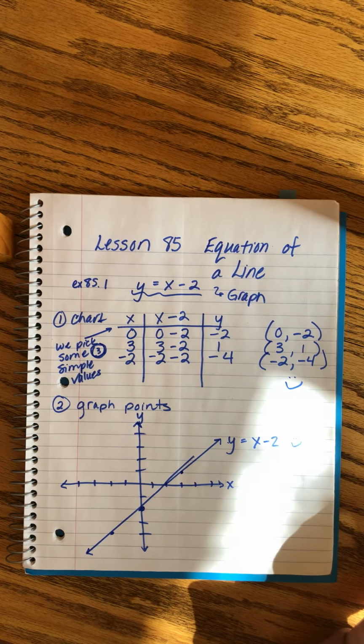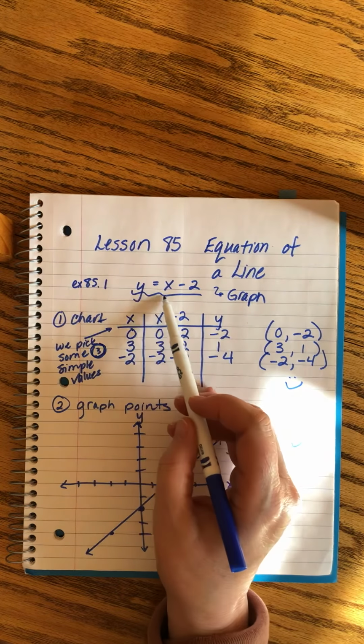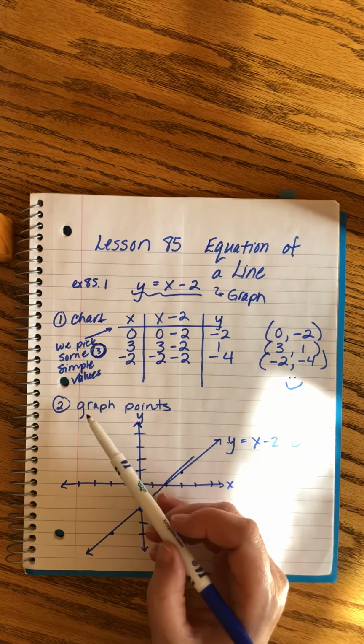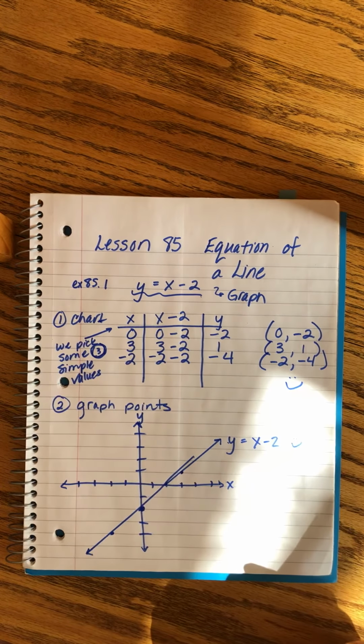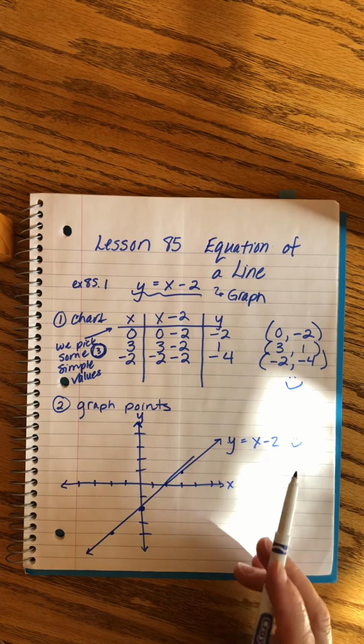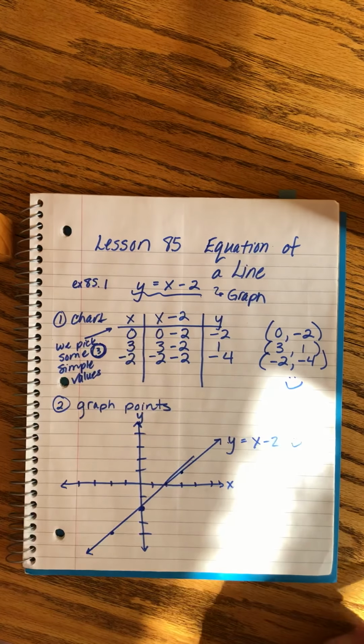All right, we graphed a line. We learned that this is called the equation of a line, and we can convert it into a picture using the chart method. Later we'll use a different method that doesn't require us to make this chart. We can do it faster and easier, but for now we're going to practice this chart method.